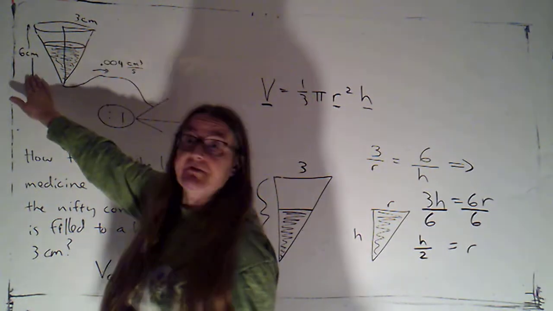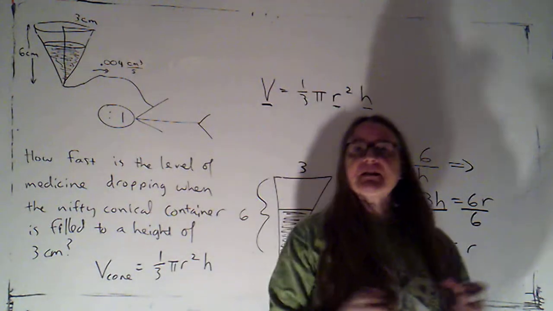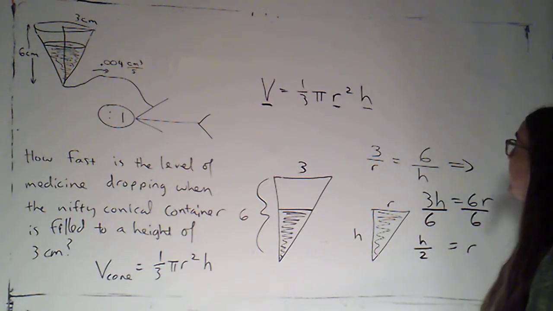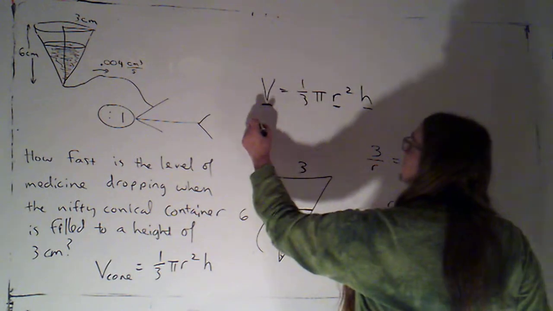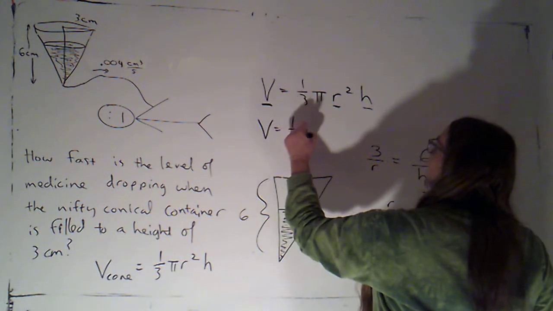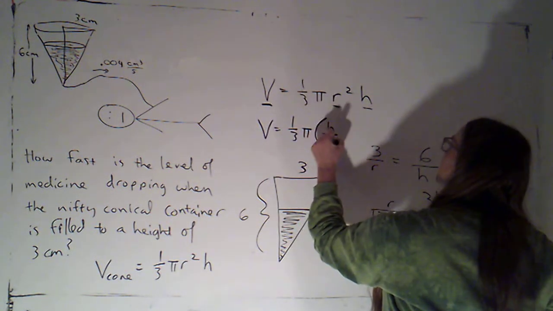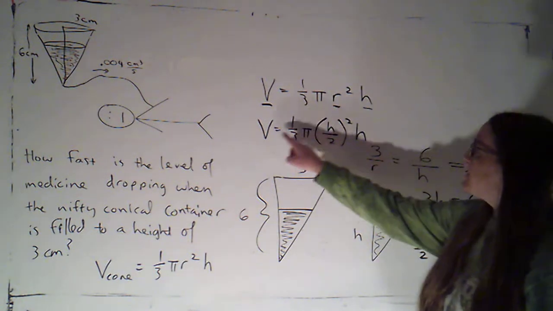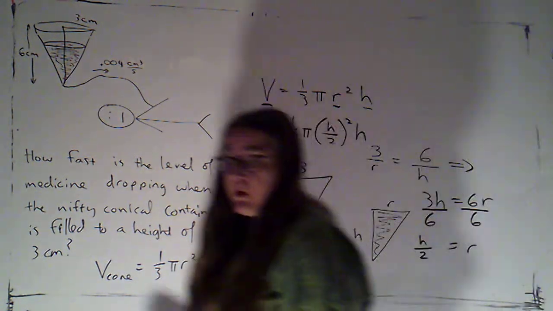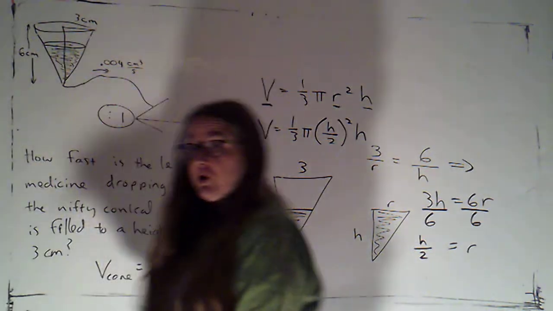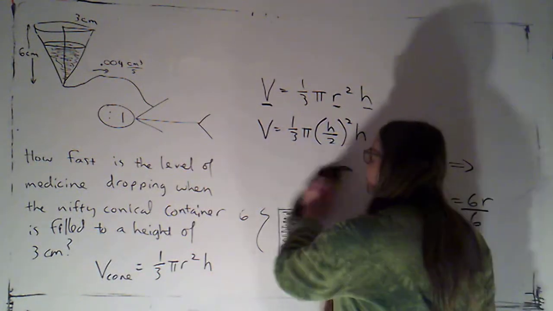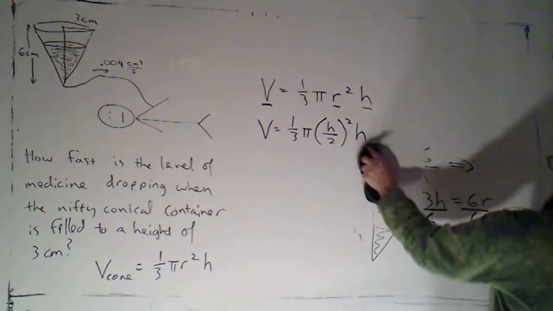The radius was half the height. That relationship is going to stay constant even as R and H both get smaller. So what I'm going to do is simply replace R with H over 2. Now I just have two functions of time. Volume, whose rate of change I know, and height, whose rate of change I want to know.